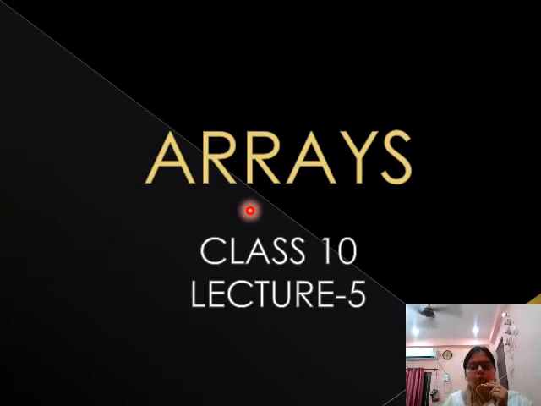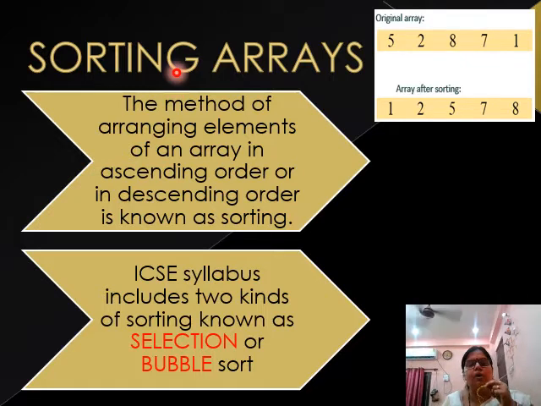What is selection sorting? It is sorting, okay? Now see, what is sorting in arrays? It means arranging the elements of an array in ascending or descending order. When we arrange our elements in ascending or descending order, it is known as sorting.